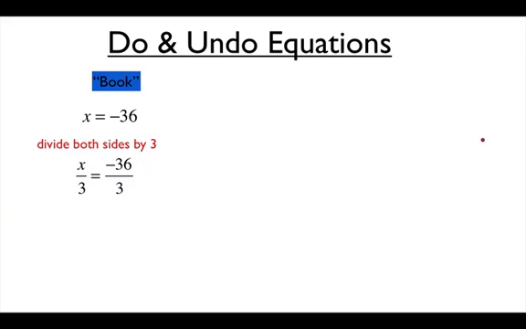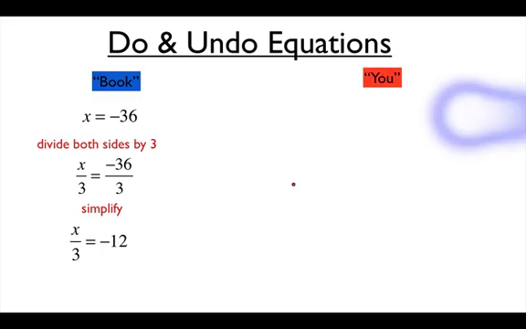Once I divide both sides by 3, I need to simplify. And this is basically what the book is going to give you, and this is what you're going to have to undo. So you undo this equation. Something like this is going to appear in your book as a homework exercise.